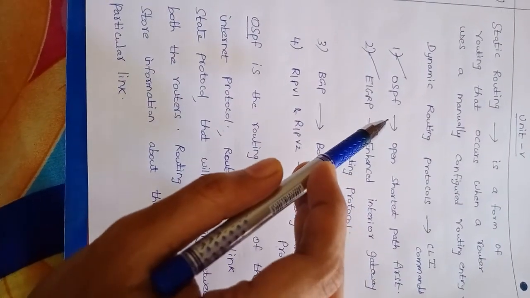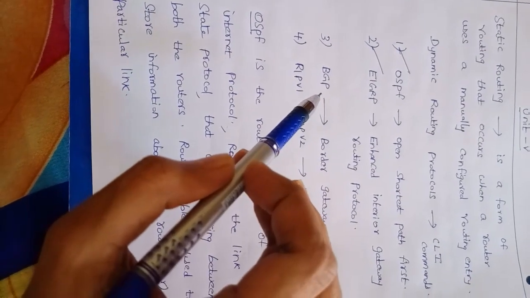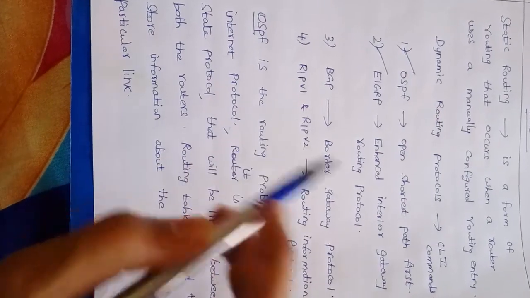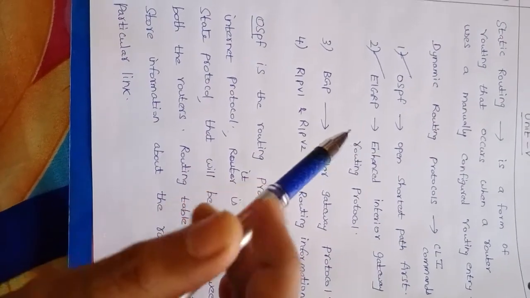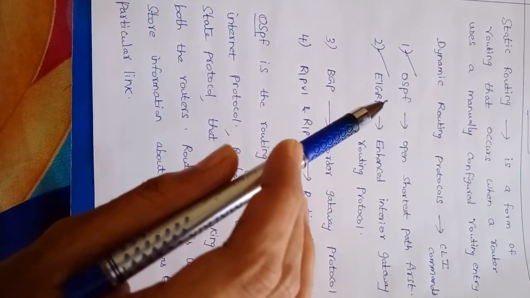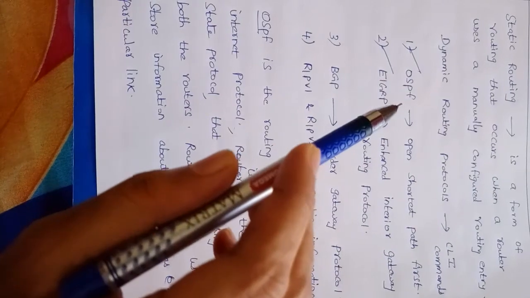First will be OSPF, the second will be EIGRP, the third one will be BGP, and the fourth is RIP version 1 and version 2. In this session we are going to discuss only OSPF. OSPF means Open Shortest Path First. What does Open Shortest Path First mean?